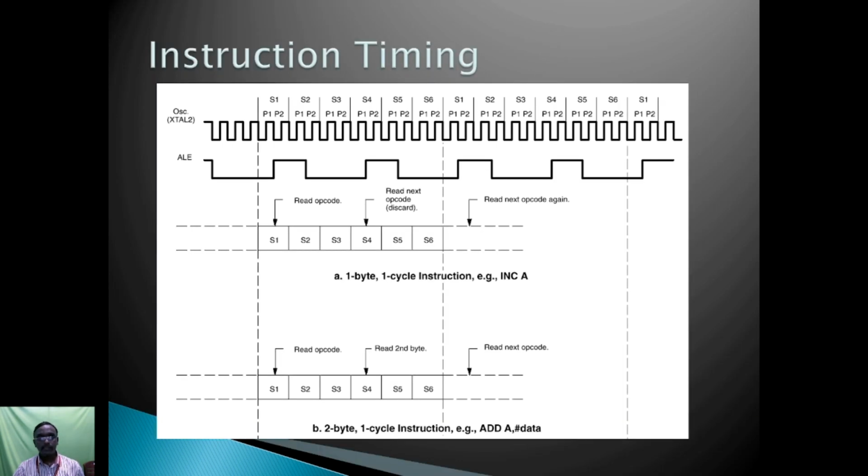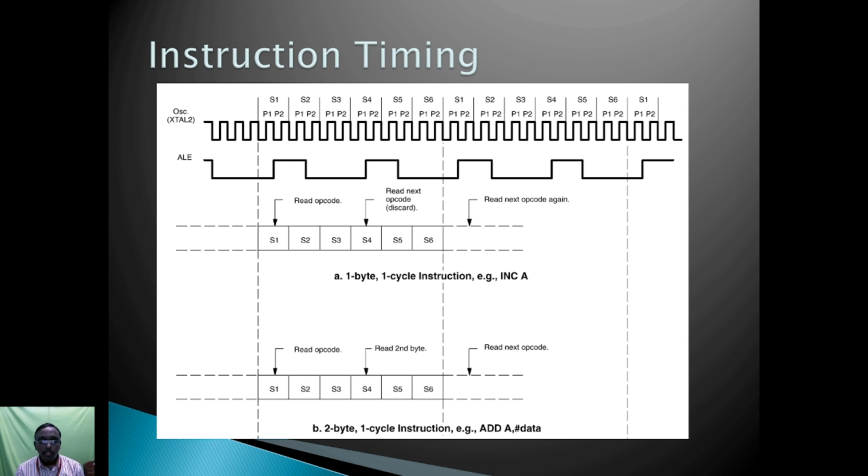So next one is instruction timing. Instruction timing is nothing but, we are generating the frequency of oscillation of the microcontroller using a crystal oscillator. That is the first thing. Next one is ALE. ALE enables the operation.